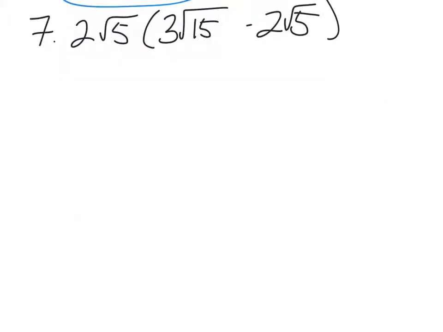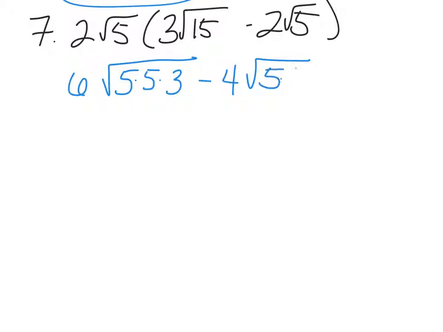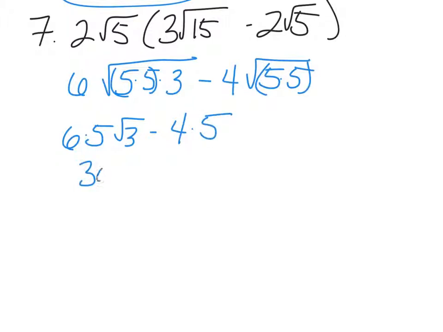Okay, so this time I'm going to have to distribute. So 2 times 3 is 6. Square root of, okay, I'm going to go down to primes again rather than multiplying out 5 times 15, because I know 15 is 5 times 3, so I'm just going to write 5 times 5 times 3. And 2 times 2 is 4. Okay, so my perfect squares are the 5s. So I have 6 times 5 square root of 3 minus 4 times 5 is 30 square root of 3 minus 20.